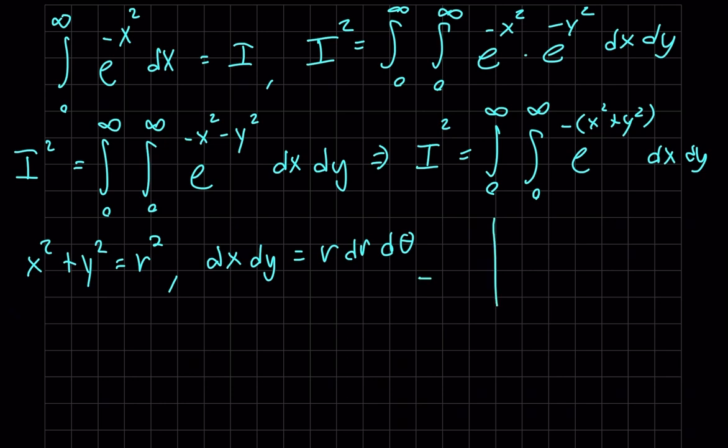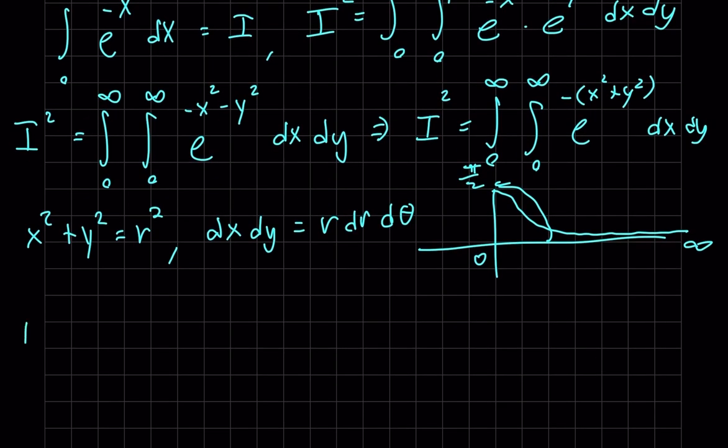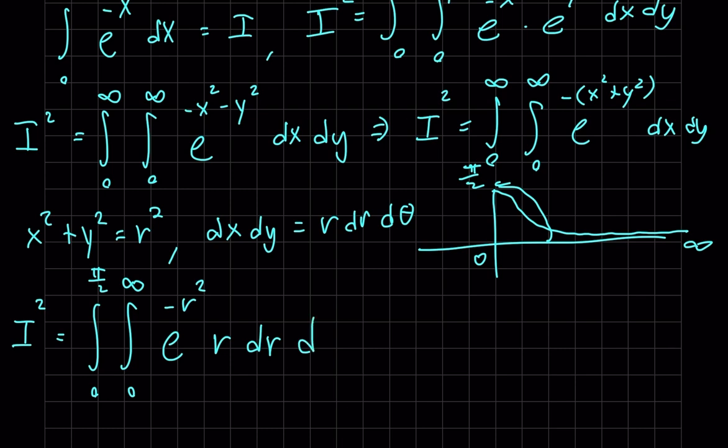And we could visualize this as the graph of e raised to the negative x squared power. So it's going from 0 to infinity in the x direction, but in the y direction it's going to go from 0 to pi over 2. So therefore we could say I squared is the integral from 0 to pi over 2, and then the integral from 0 to infinity of e to the minus r squared, r dr d theta.